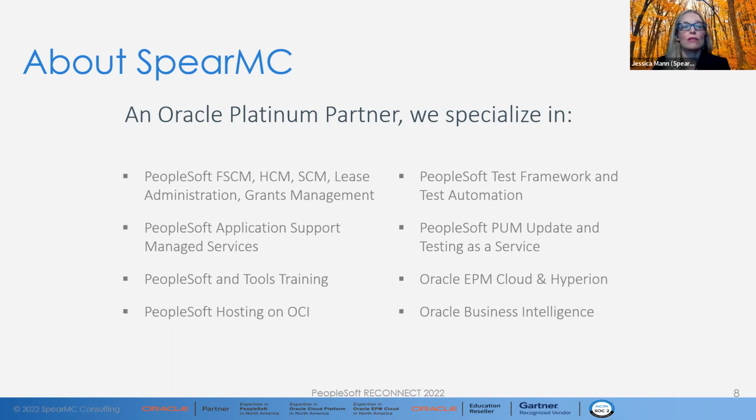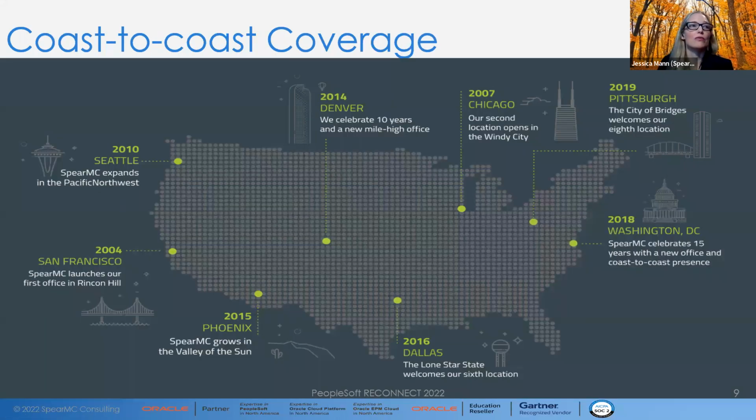We also help with hosting on Oracle Cloud Infrastructure, helping you implement PeopleSoft Test Framework. We can help with PUM updates and putting in roadmaps for you and other Oracle technologies. Okay, so we are headquartered out of the Bay Area, and now have coast to coast representation. Primarily our projects are anywhere in the US, also Canada and some other international projects as well.